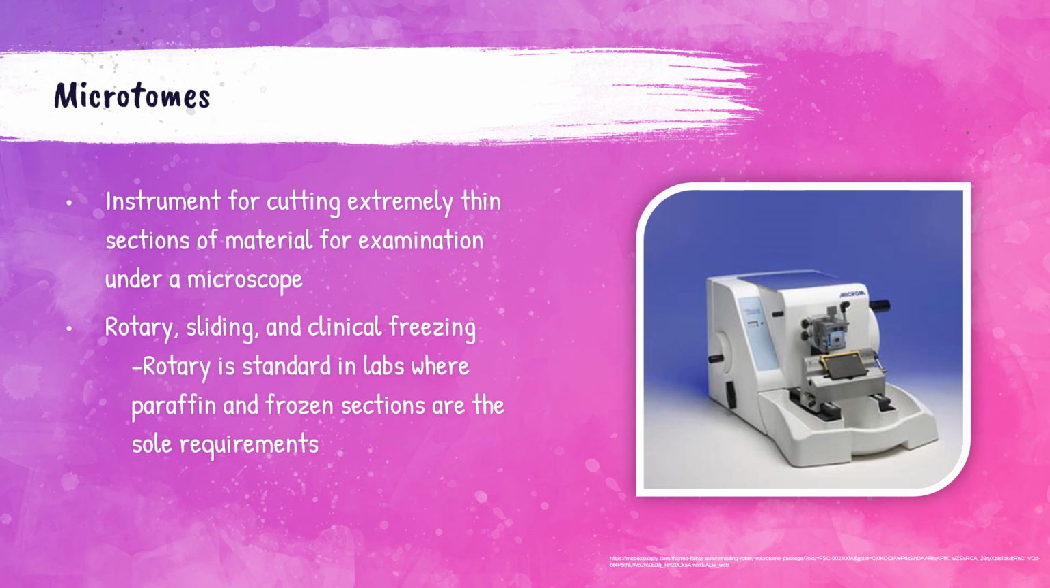These are instruments, as you can see on the right-hand side of the screen here, that are used for cutting very thin sections of tissues for their examination under a microscope. There are three main types of microtomes: rotary, sliding, and clinical freezing. In histopathology laboratories, where paraffin-embedded and frozen sections are the main requirements, the rotary microtome is the most commonly used type of microtome.